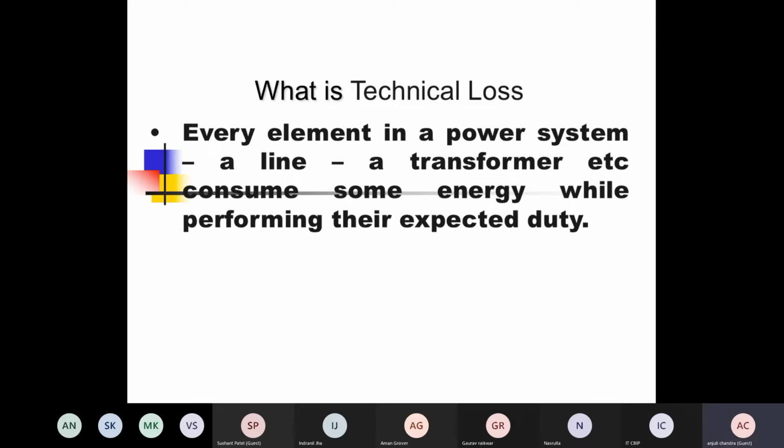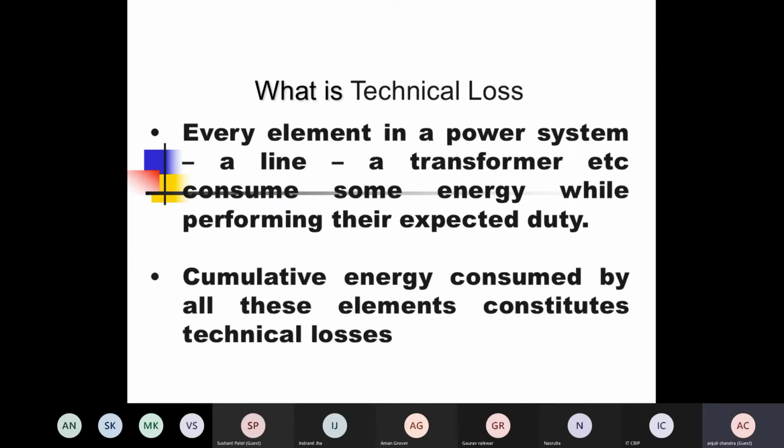Similarly, when a current flows through a line, there is a loss due to the resistance of the line, and it is the I square R loss. So that is also a loss in the system. Cumulative energy consumed by all the elements in the power system constitutes technical losses. You would agree? Every element has a loss, and the cumulative energy consumed by all these elements constitutes technical losses.